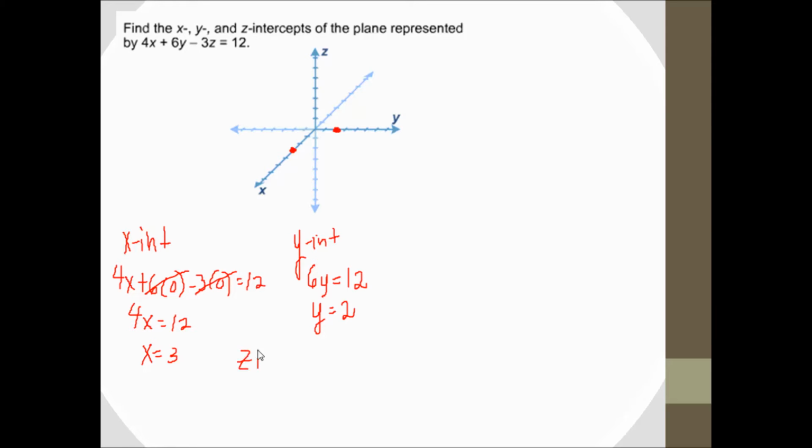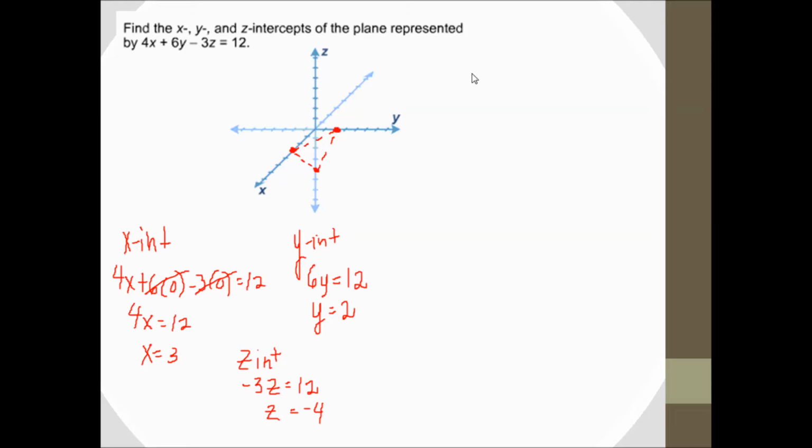Alright, and then the z-intercept, I would put in x is 0 and y is 0, so I'm left with negative 3z equals 12. Divide by negative 3 and I get that z is negative 4. So I put a point on negative 4. So notice I have points on the x, y, and z axes. If I connect my points like such, you can see the triangle that has developed. You can see the plane that has developed.